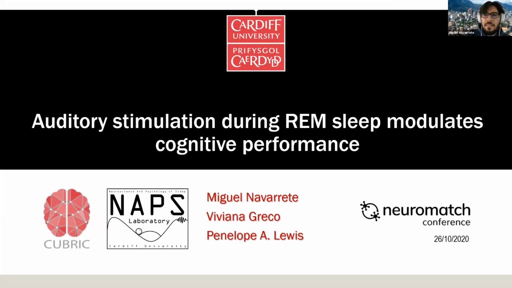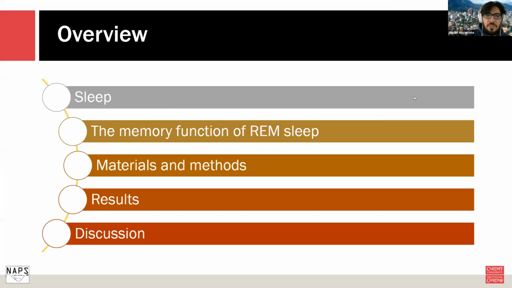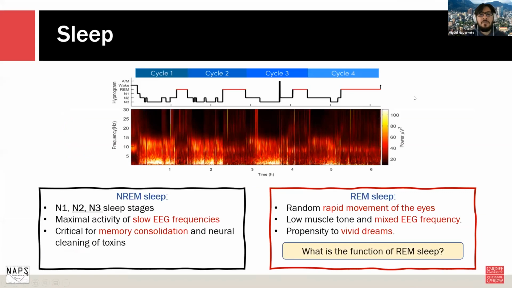Previous panelists already gave a nice explanation of what sleep is, and basically non-REM sleep. Just to summarize, we know that non-REM sleep has the maximal activity of slow EEG frequencies. Look at this hypnogram. Non-REM has this nice detection of spindles and slow oscillations, and we know that they are critical for memory consolidation and neural cleanup of toxins.